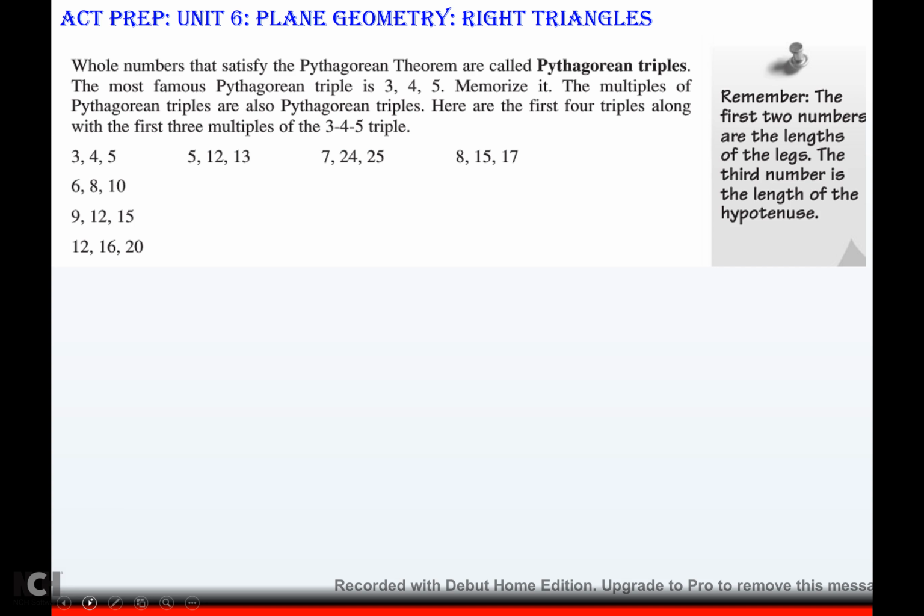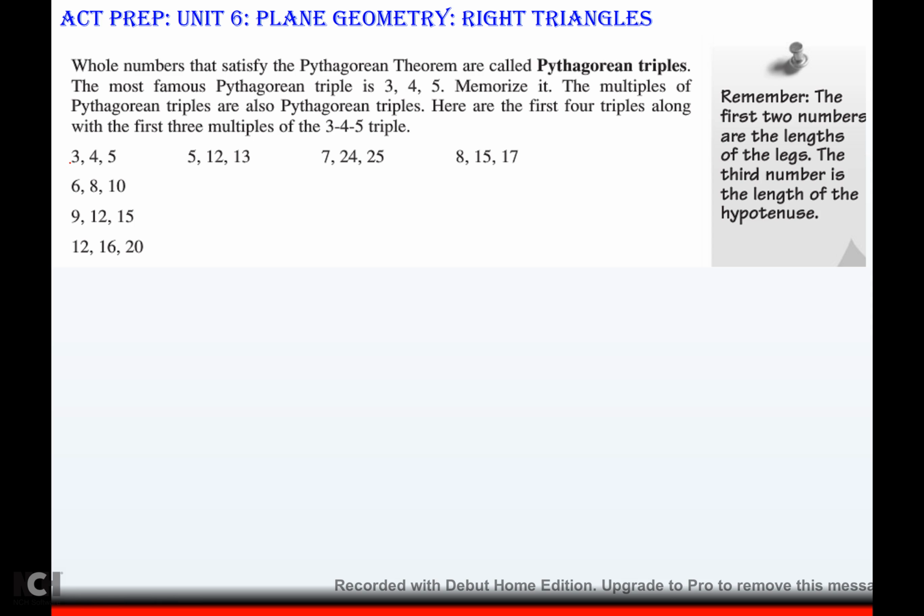Alrighty? Whole numbers that satisfy the Pythagorean theorem are called Pythagorean triples. The most famous Pythagorean triple is 3, 4, 5. You should memorize it. Anytime you see a right triangle that has two legs that are 3 and 4, the hypotenuse has to be 5. The multiples of Pythagorean triples are also Pythagorean triples. So here are the first 4 triples along with the first 3 multiples of the 3, 4, 5 triple.